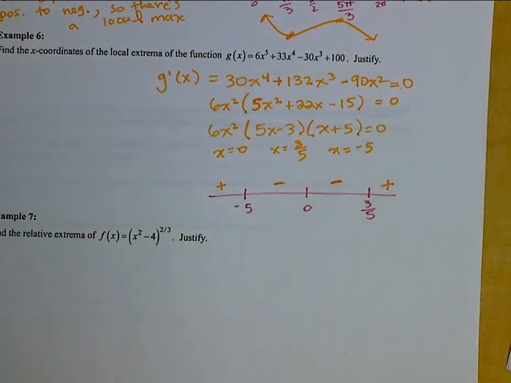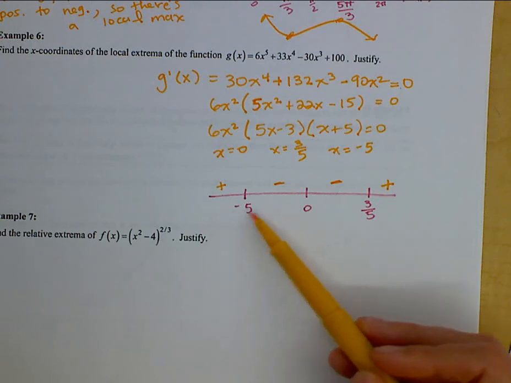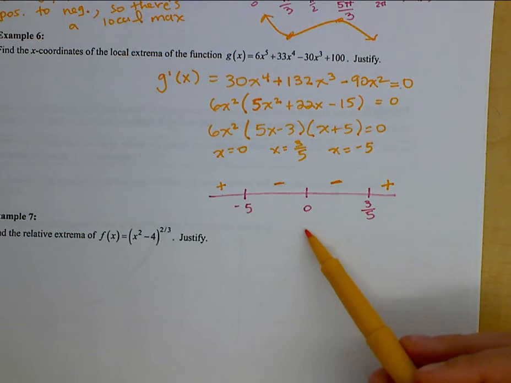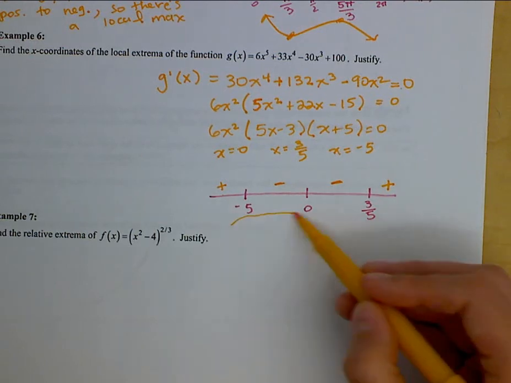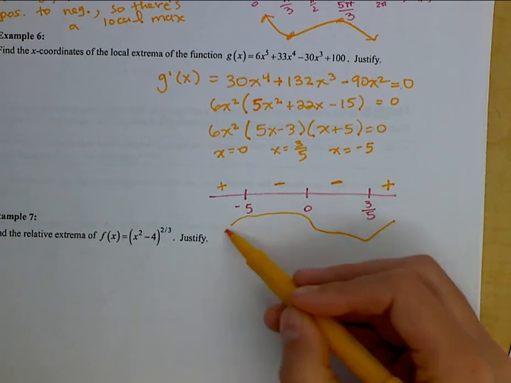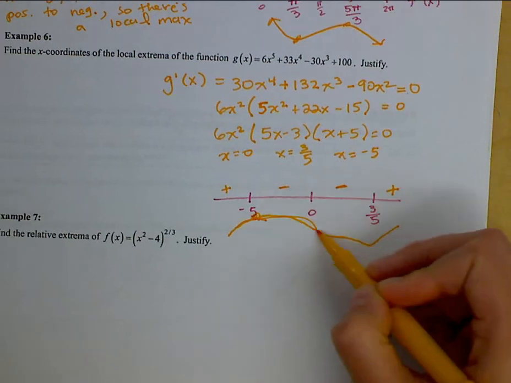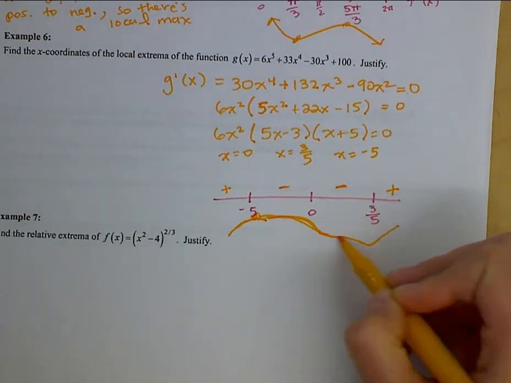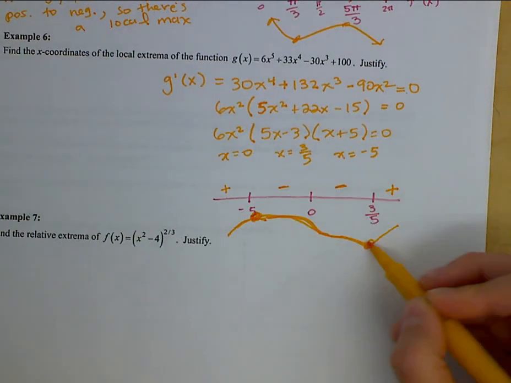So this one's a little different. It's increasing to decreasing. Even though it hits a critical value, it's still decreasing here, so maybe this looks like a cubic. Maybe something like this. And then it's still decreasing to increasing. Decreasing all around there. So here I have a maximum, and here I have a minimum.